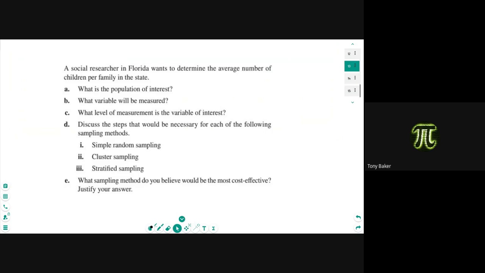All right. Discuss the steps that would be necessary for each of the following sample methods. How would you do a simple random sampling of all the families in Florida? How would you be able to get a list of all the families in Florida? What's coming up in 6 days? No, the census is every 10 years. Yeah, but what's in 6 days?